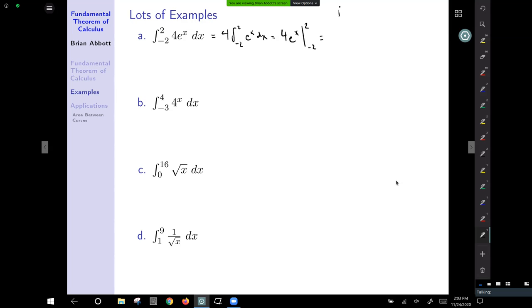And so, top minus bottom, we're going to take 4 times e raised to the second power and subtract 4 times e raised to the negative 2 power, which is a fine answer here.